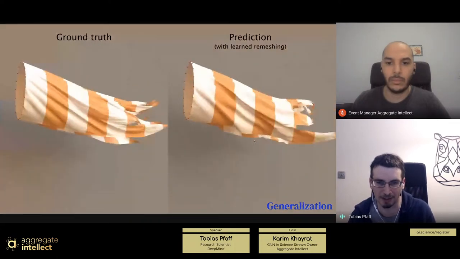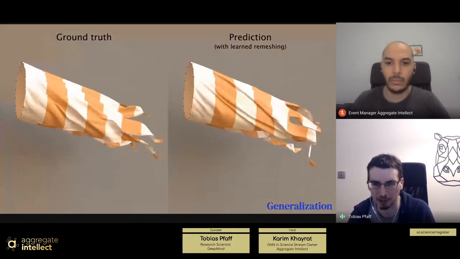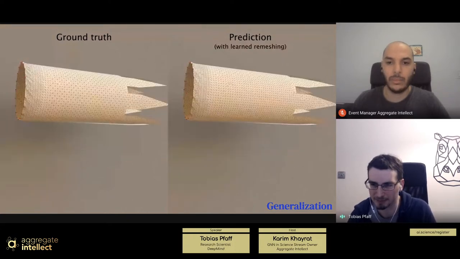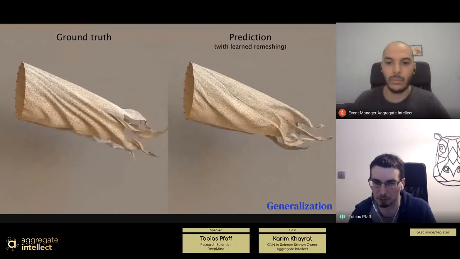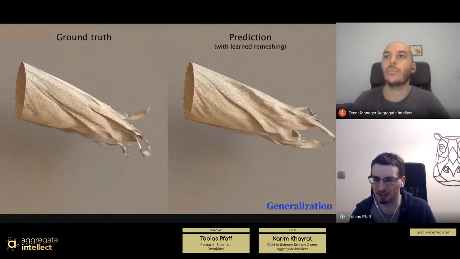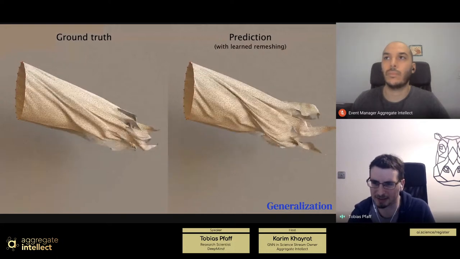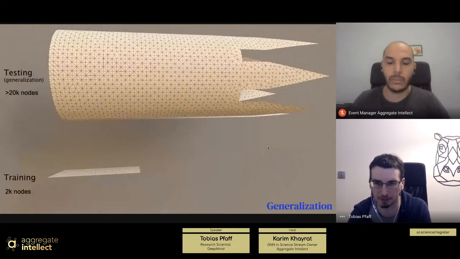But we can also generalize to much more complex setups. So here we have this windsock with tassels kind of thing. And our model has no trouble generalizing to this, like to a cylinder shape, even though it's only ever seen a rectangular flag in training. And the other thing to note here is that the mesh is also much bigger than the training mesh. It has 10 times as many nodes. You can see all these tiny little triangles here.